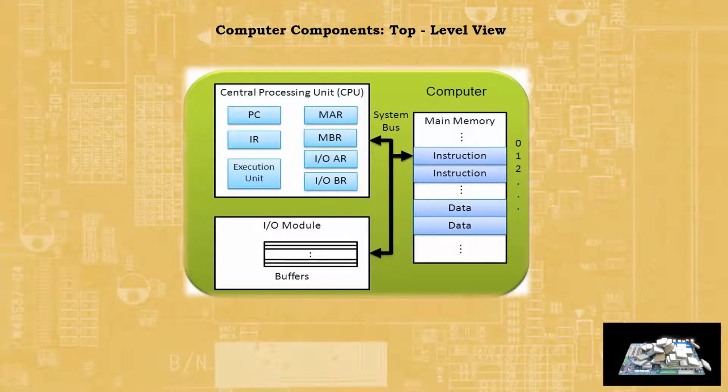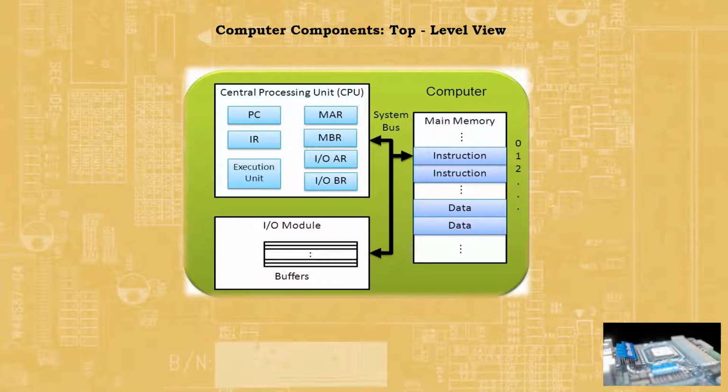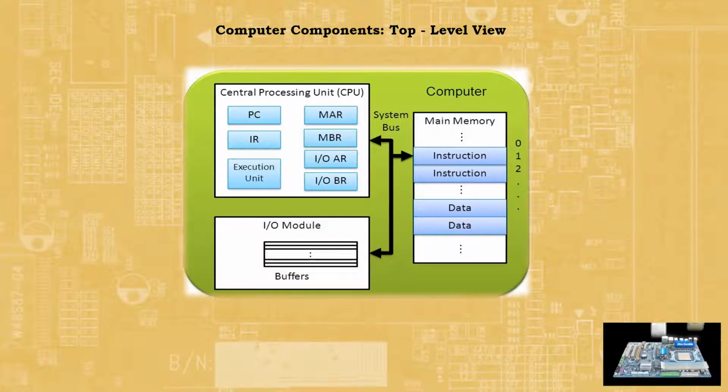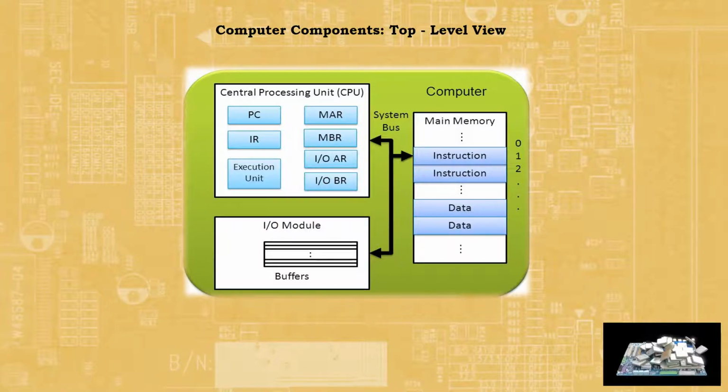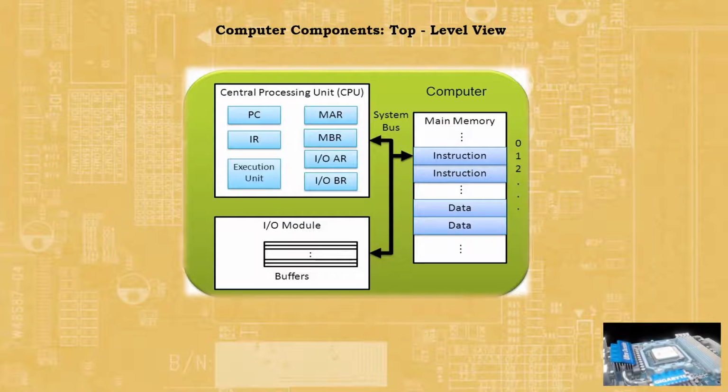Now let's see the computer components top level view. The figure elucidates the top level view of the computer components. The CPU exchanges data with memory using two internal registers: one is MAR and the other is MBR. MAR stands for memory address register and MBR stands for memory buffer register. MAR specifies the address in memory for the next read or write. The memory buffer register contains the data to be written into memory or receives data read from memory.